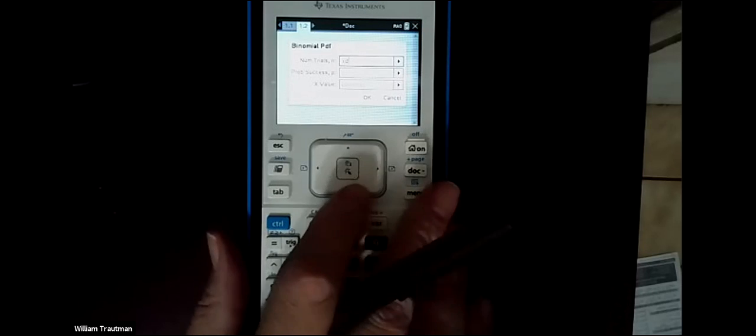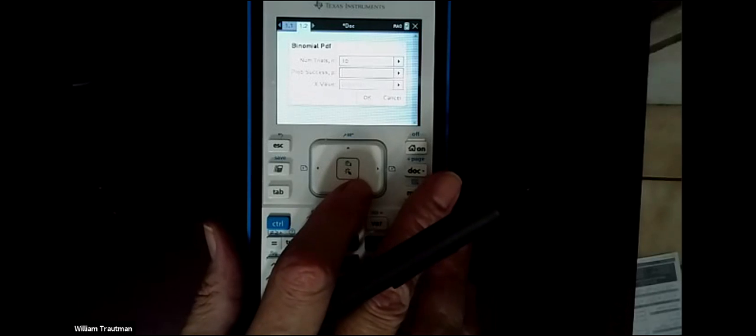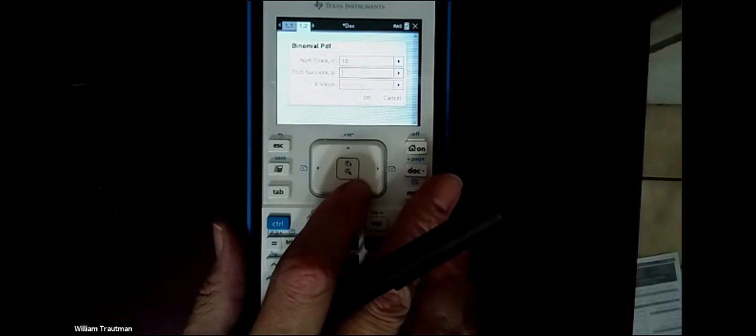And then it says the number of trials. Well, there were 10 trials. So can you guys see this clearly? Because I don't see it that clearly. It's opposite for us, I guess. The number of successes, we want exactly, this is the probability.